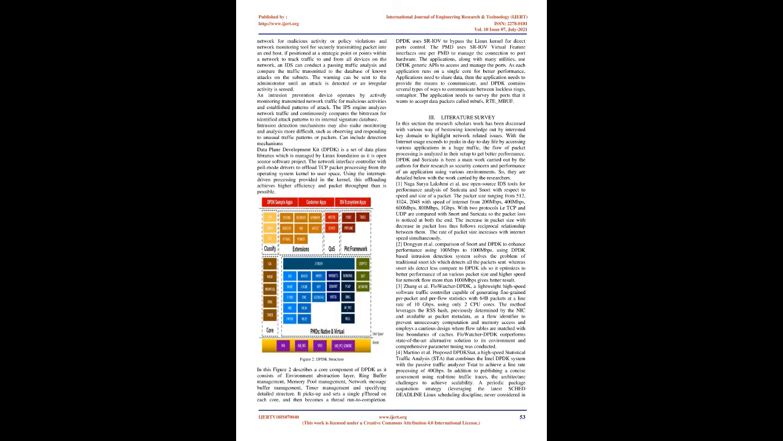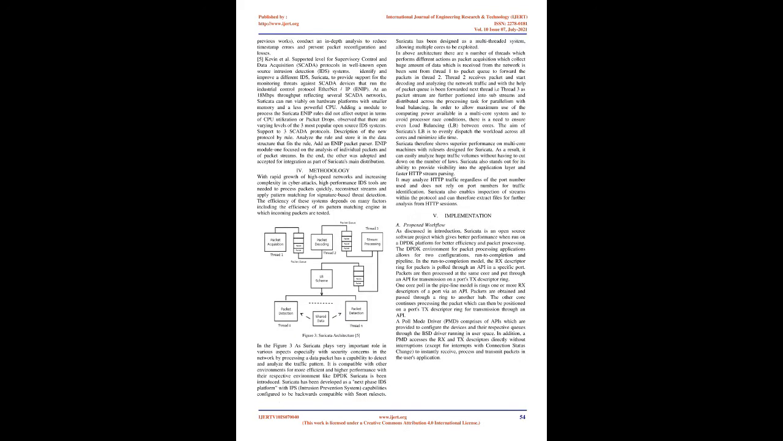1. Nagasuriya Lakshmi et al. use open source IDS tools for performance analysis of Suricata and Snort with respect to speed and size of a packet. The packet sizes range from 512, 1024, to 2048 with internet speeds of 200 Mbps, 400 Mbps, 600 Mbps, 800 Mbps, and 1 Gbps. With two protocols, TCP and UDP, compared across Snort and Suricata, packet loss is noticed at both ends. The increase in packet size with decrease in packet loss thus follows a reciprocal relationship between them. The rate of packet size increases with internet speed simultaneously.